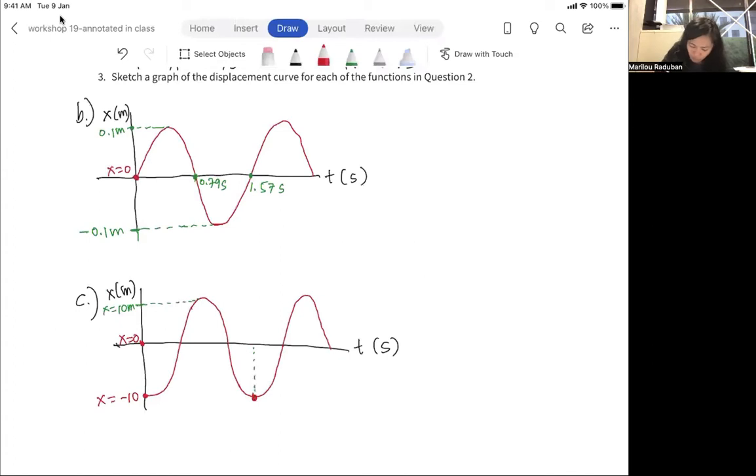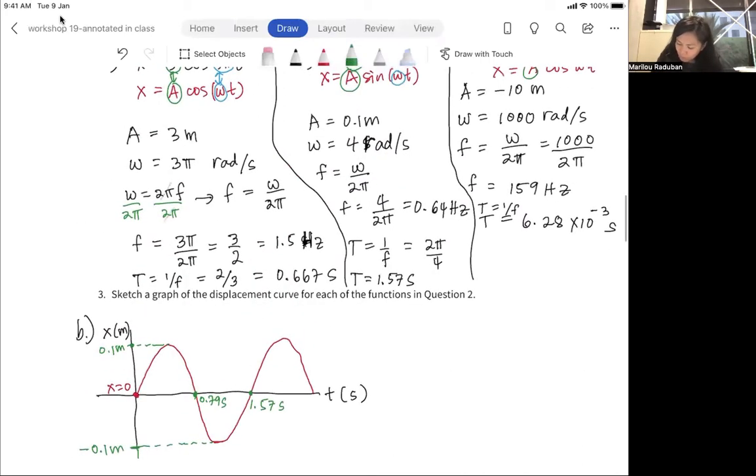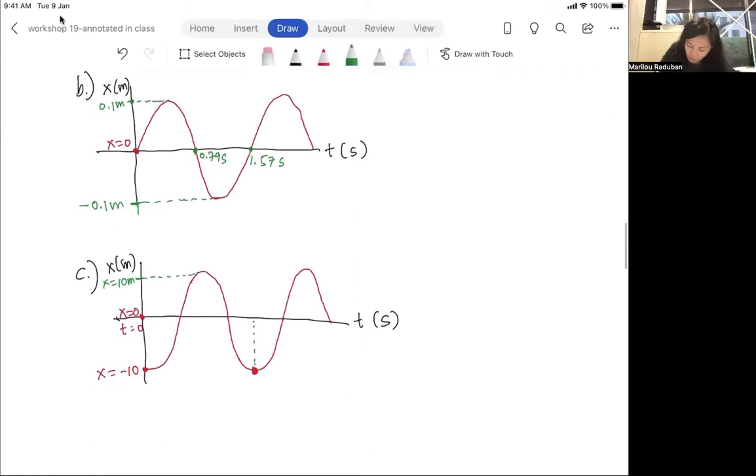Okay, so from the reference point, t is equal to 0. So that's also t is equal to 0. The graph will repeat itself at this point. So that means this will be your period, which we've solved to be 6.28 times 10 to the -3. Period: 6.28 times 10 to the -3 seconds.